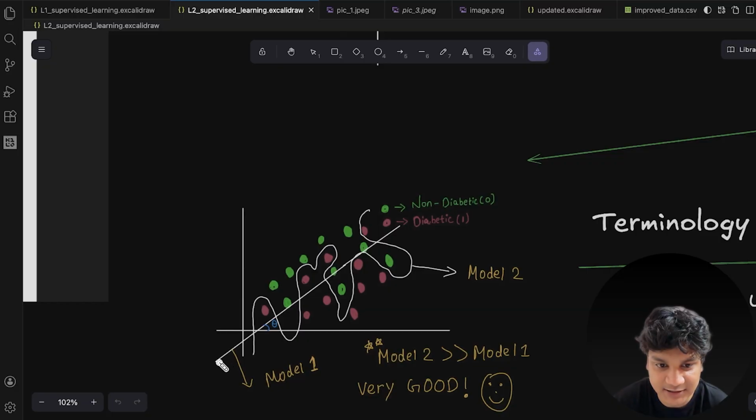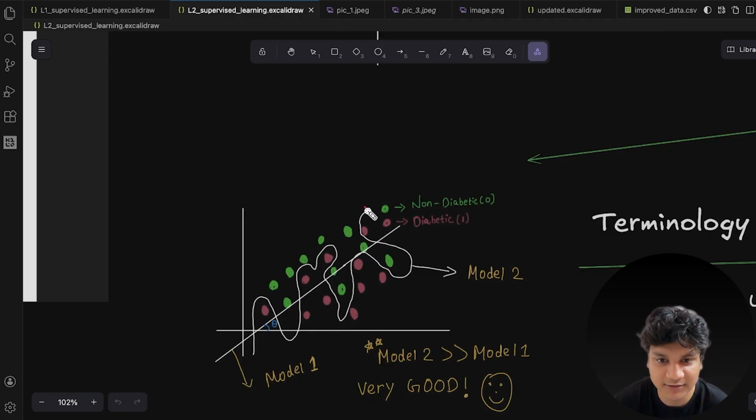Let me tell you that this is our previous line, and I have also drawn one more, let's say some kind of a snake kind of a line. A snaky line, right? So can I say that model 2, the line 2, is far better than model number 1? Because it is classifying it the most accurately.